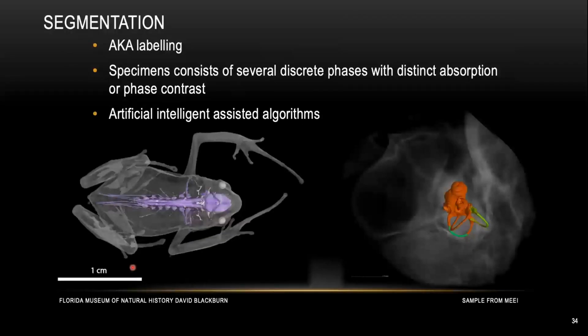One of the usages for any 3D data will be that sometimes you want to do some kind of segmentation, also known as labeling. So you try to label a couple of pixels inside your 3D data set, which means your sample definitely consists of several discrete phases with distinct absorption or phase contrast. That's why you will be able to differentiate different regions and do some kind of segmentation.